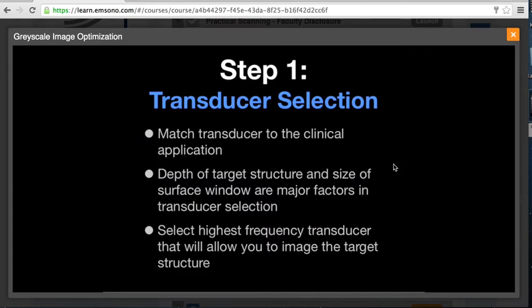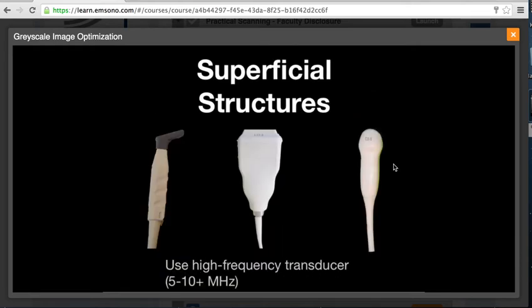The depth of the target structure and the size of your surface window are going to be the major factors in transducer selection. You want to select the highest frequency transducer that will allow you to image the target structure. For superficial structures, you're going to want to use high frequency transducers, usually in the 5 to 10 plus megahertz range, and all of these are high frequency transducers.